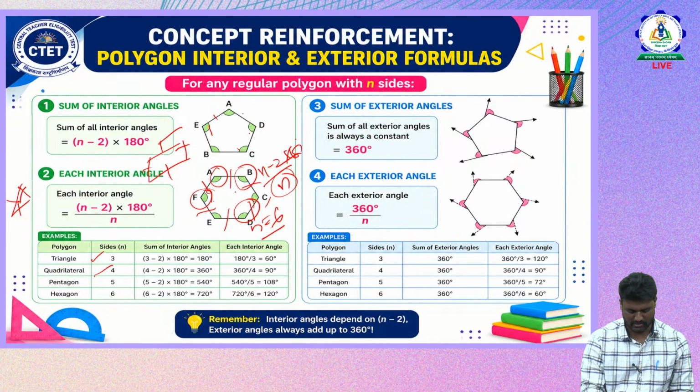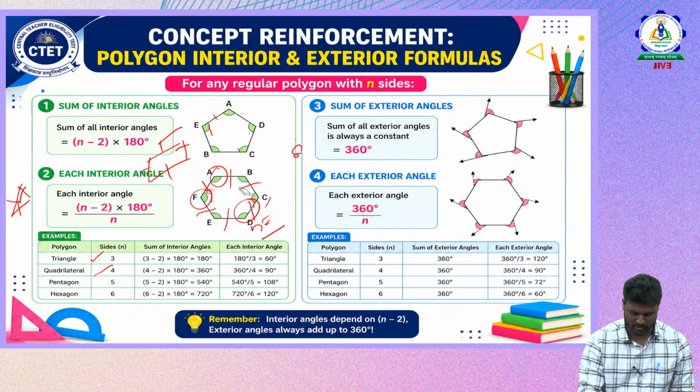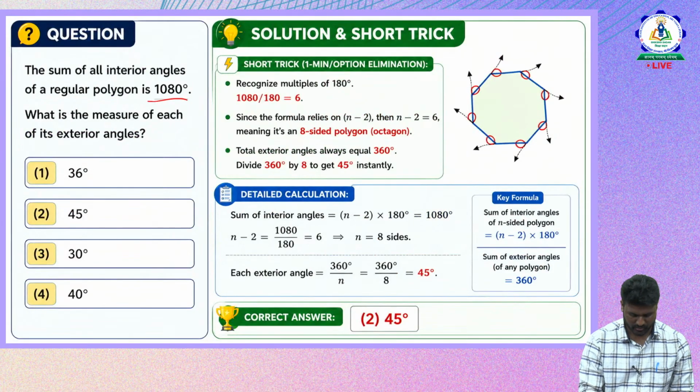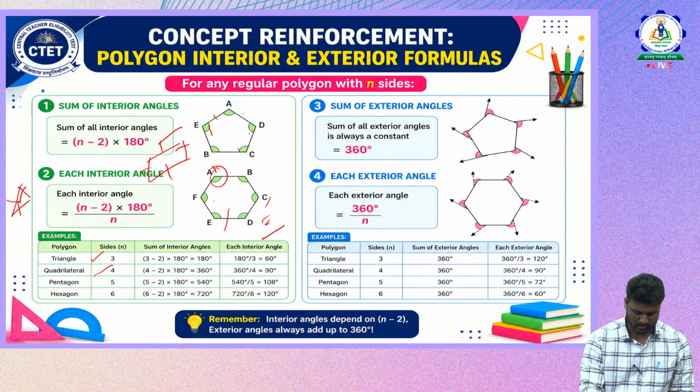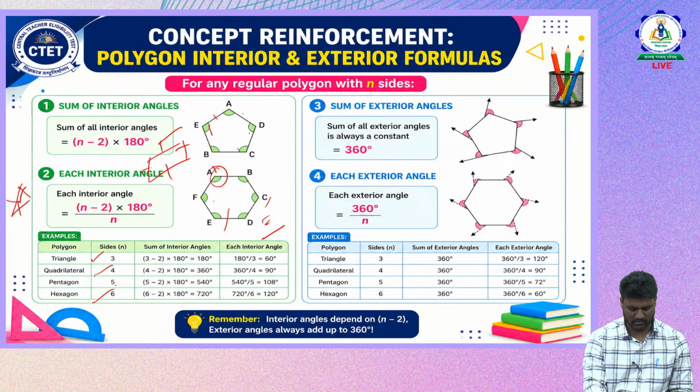Similarly, this is the example of the hexagon. If you see this one, 1 2 3 4 5, there are 6 sides. In such cases, what will be the sum of the interior angles for the triangle? It will become 180 degrees. For the quadrilateral, it becomes 360 degrees. For the pentagon, it becomes 540. For the hexagon, it becomes 720. Like that we have the heptagon, octagon, nonagon, decagon.